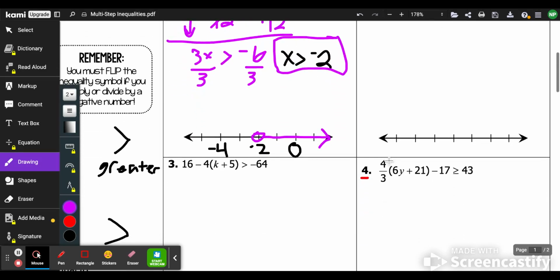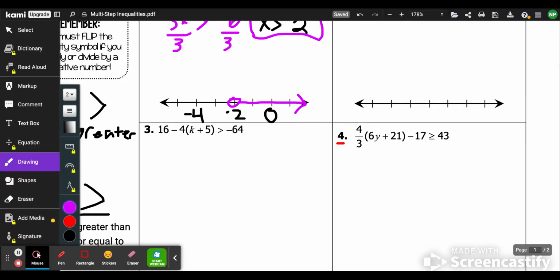Okay, let's go over to number 4. I chose number 4 just because it has that fraction in there. All right, so let's go ahead with number 4. So first thing is we're going to distribute this 4/3 to the 6y and the 21. So remember, in order to multiply these, we need to make these fractions themselves. So 4/3 times 6. So I'm going to do a little mental math here. I know 4 times 6 is 24. 3 times 1 is 3. So 24 divided by 3 is 8y.